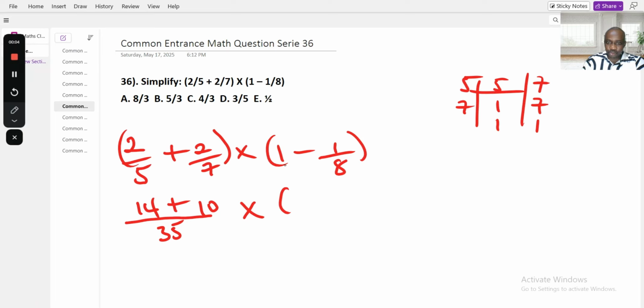This one too. What is the LCM? The LCM for 1 and 8 is 8. How many 1 can we see in 8? 8. 8 times 1 is 8. How many 8 can we see in 8? 1. 1 times 1 at the top is 1.